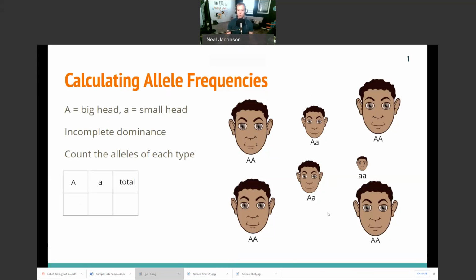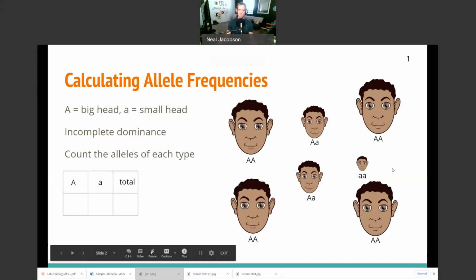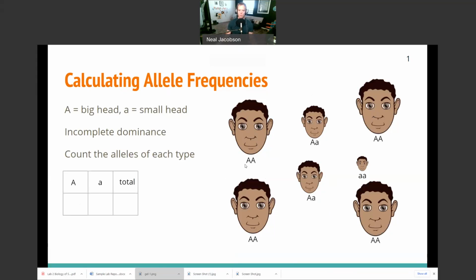So I do a genetic test on these people, and they all come back. Now I have my results of the genetic test, and I know that this individual has two big A's. He's homozygous dominant. This individual has one of each, so he's heterozygous. And this individual is homozygous recessive. So let's just count how many alleles of each type we have.